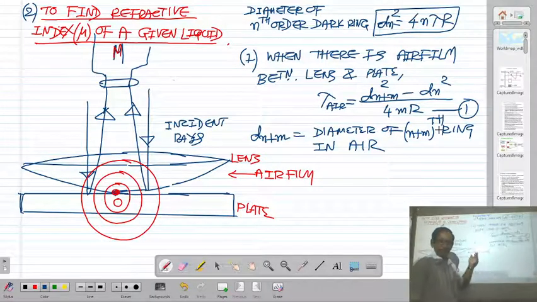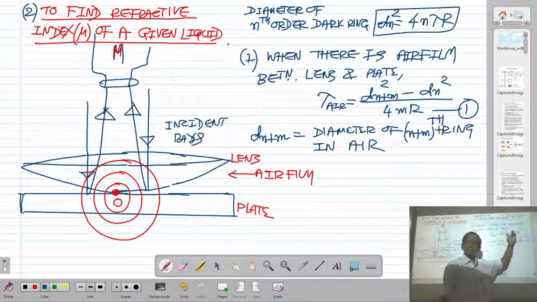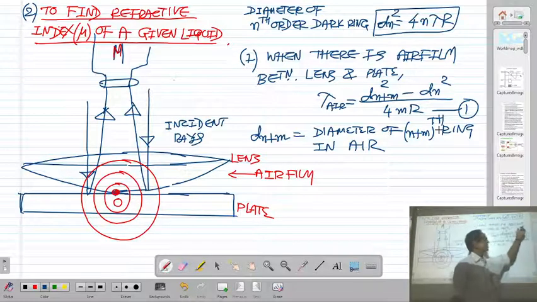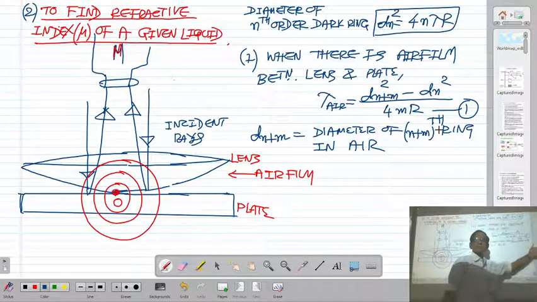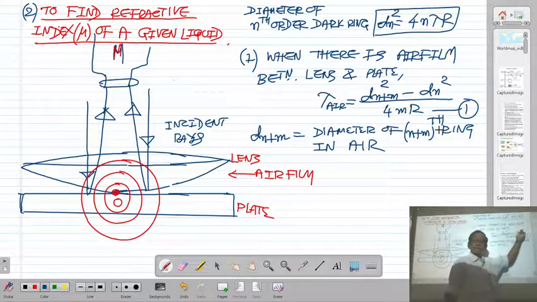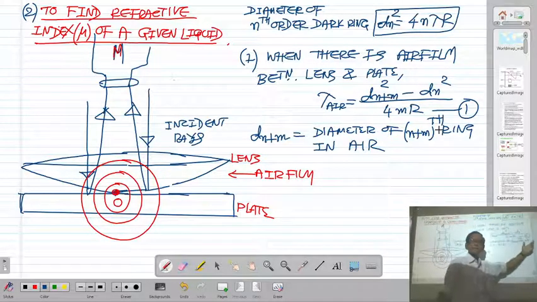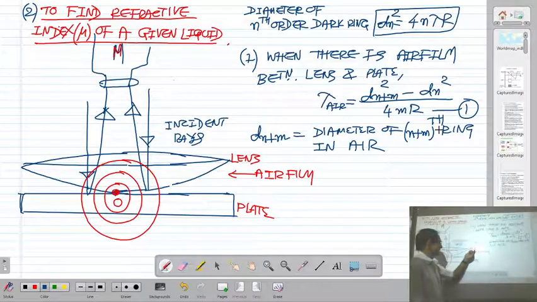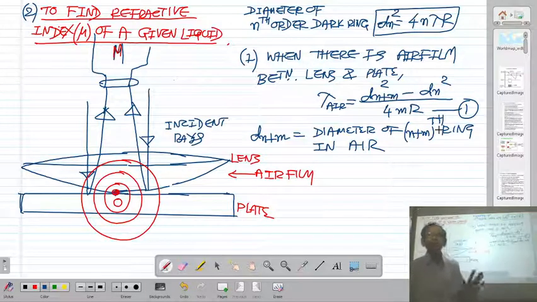So when rings are formed in air, we use the symbols small Dn and small Dn+m for diameter. Small Dn is the diameter of nth order dark ring, say the 10th dark ring, when there is air film between lens and plate, and Dn+m is the diameter of n plus mth order dark ring, say the 15th dark ring. So small Dn and small Dn+m are the diameters of the rings in air.